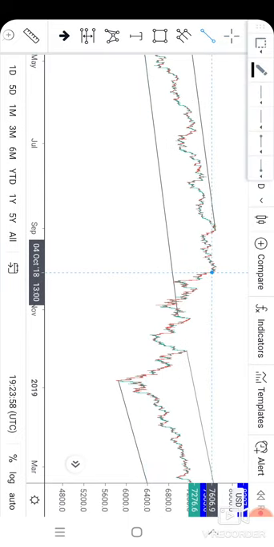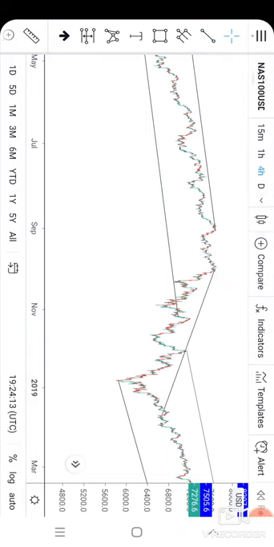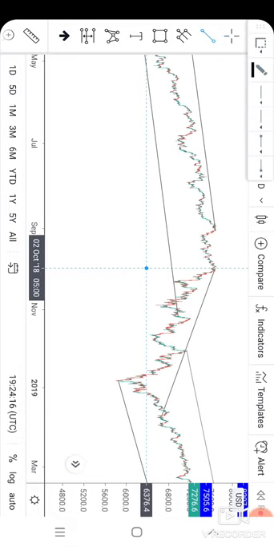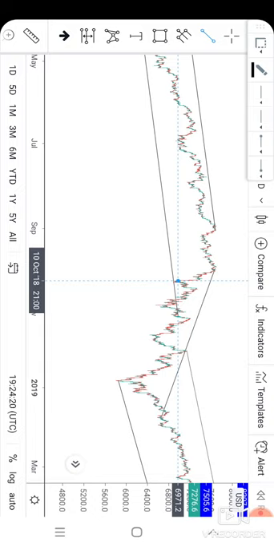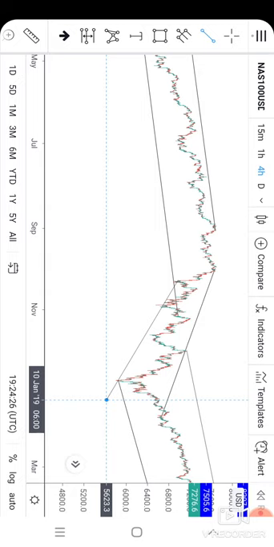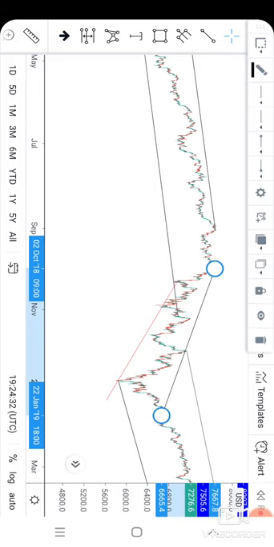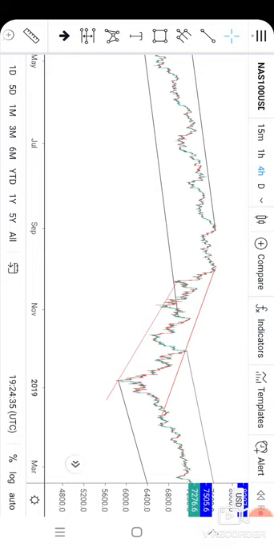So you can also put a what? A channel. Nasdaq is always moving in channels, guys. See, moving in channels, always. So we have that channel. So we have that one. Or let me change the color so you can see. Then we have that one. And then that one is a what? It's a descending channel. Why? Because it's going up. So we're always moving in channels, guys.